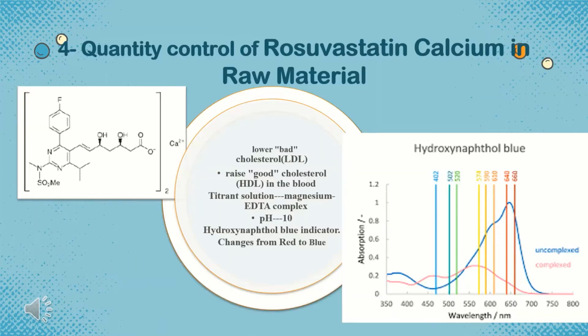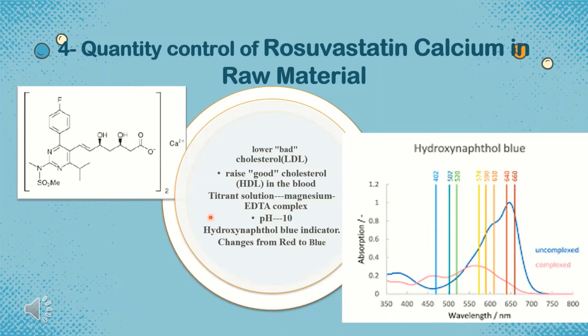Determining calcium for quality control of rosuvastatin calcium present as raw material. Rosuvastatin is used along with a proper diet to help lower bad cholesterol and fats and to raise the good cholesterol in the blood. Thus, it is immensely important for a healthy body. It is usually given in the form of calcium salt, and thus direct titration can be performed, and for this the titrant solution can be magnesium EDTA complex. The question here arises, why are we using magnesium EDTA complex?